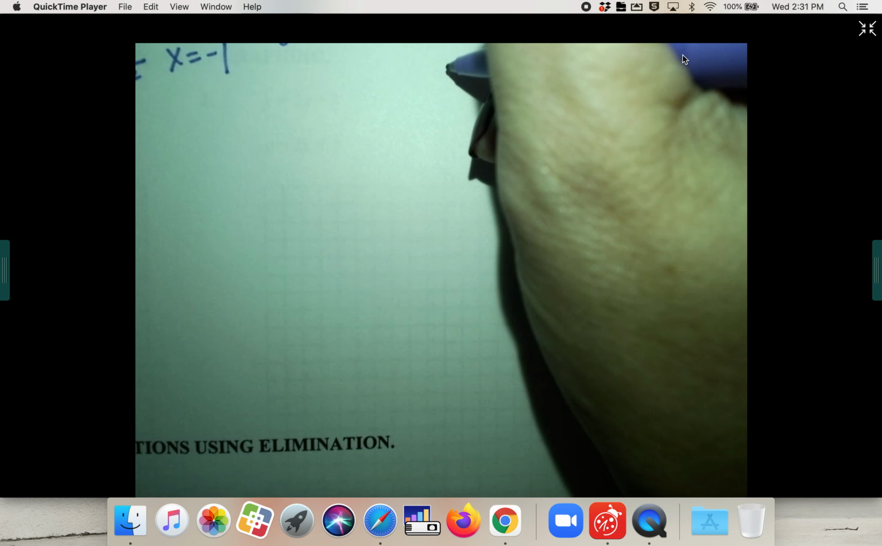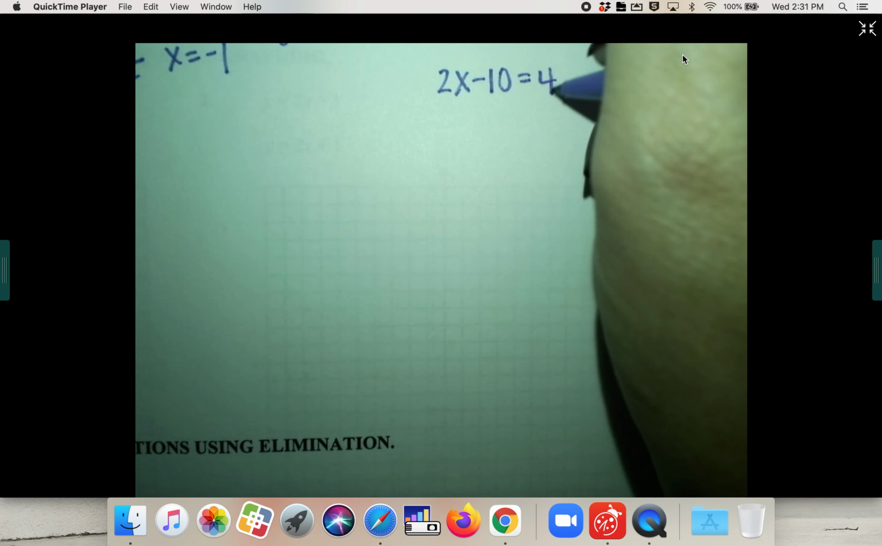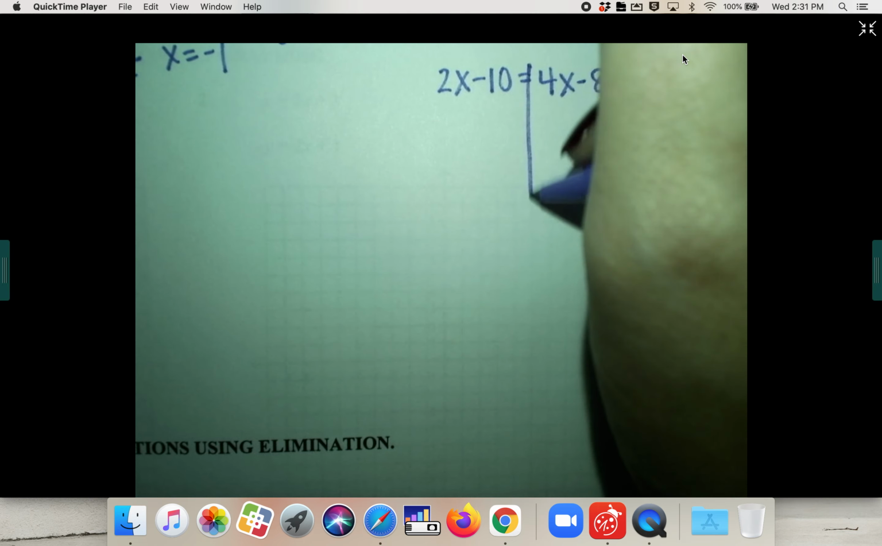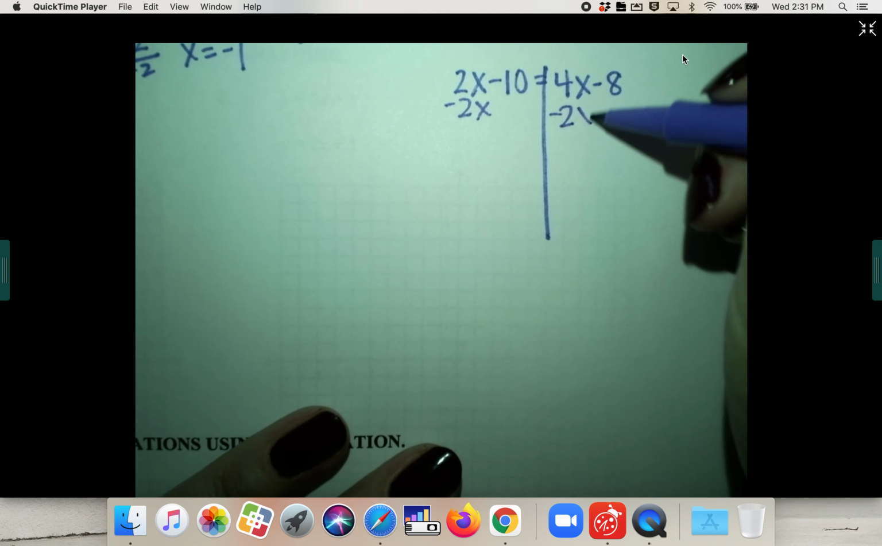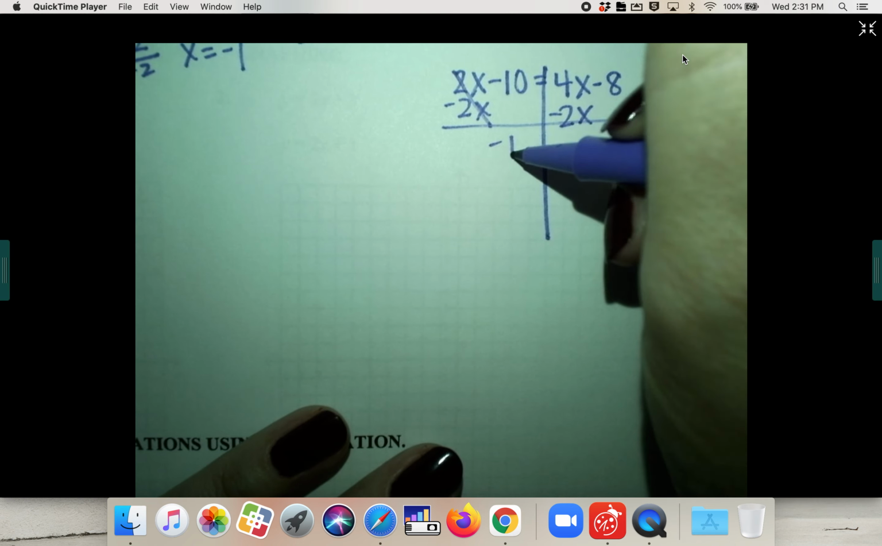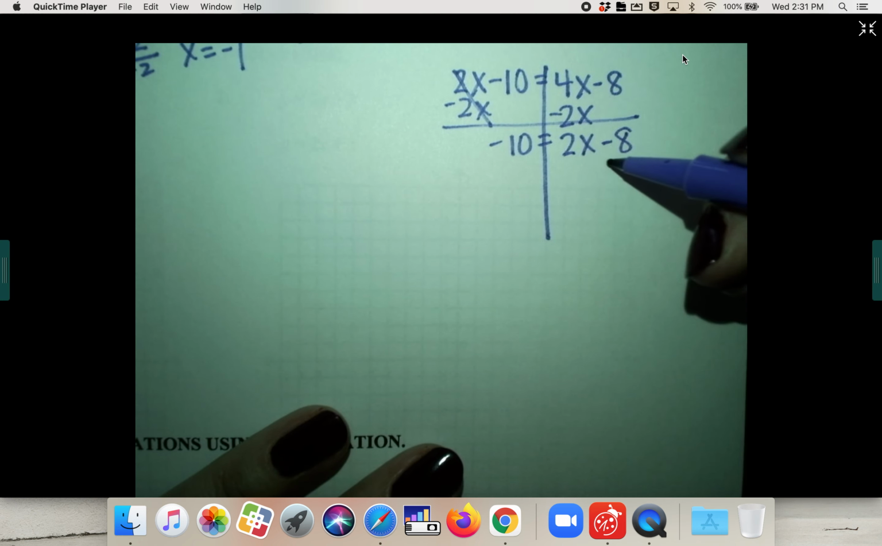So I'm going to say 2x minus 10 equals 4x minus 8. And I'm just going to solve the equation. So I'm going to subtract 2x on both sides. Negative 10 equals 2x minus 8. I'm going to add 8 on both sides.